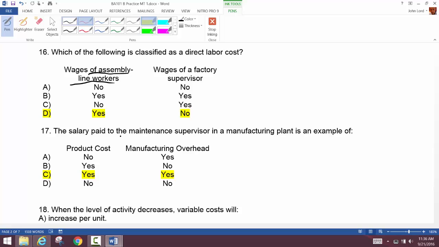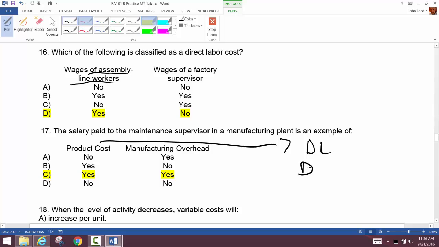Okay, we've got our product costs. What are our product costs? Direct labor, direct materials, and what? Manufacturing overhead. Those are product costs. We also call them manufacturing costs. Remember I kept saying those terms were synonymous?